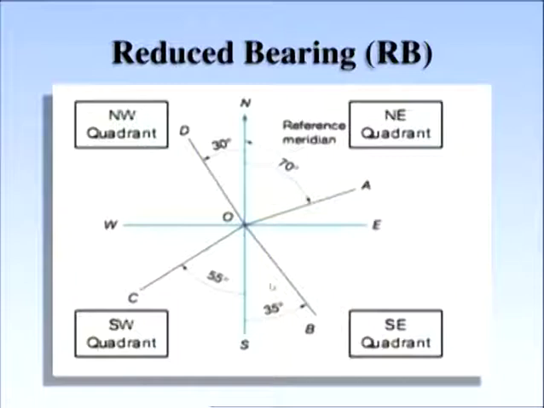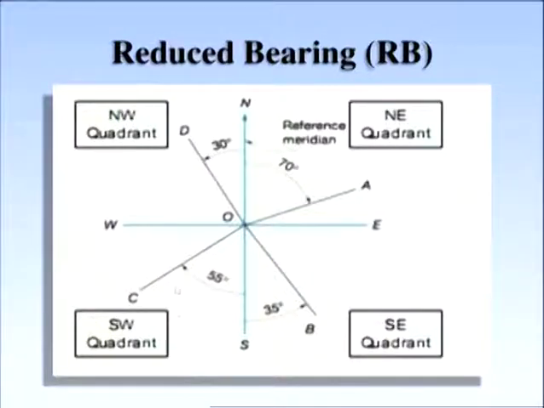In the same way, suppose our survey line is OB and the angle is 35, then generally we write the angle as south 35 east. Here S is written first, that means the angle is measured with reference to the south line. The second letter, E, indicates the direction in which we are measuring. So 35 degrees we are measuring in the east direction.